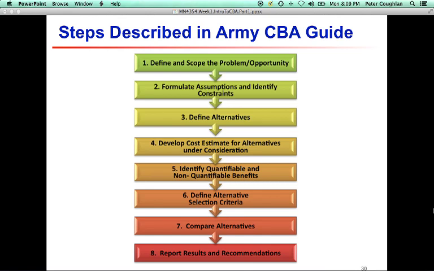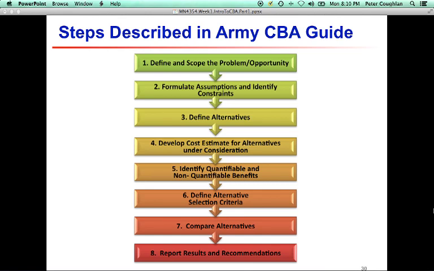So what are the steps for cost-benefit analysis according to the Army? Well, they are as follows. There are 8 steps. The first is to define and scope the problem or opportunity. The second is to formulate the assumptions and identify constraints. The third is to define the alternatives, in other words, which courses of action we might take. Step 4 is to develop cost estimates for the alternatives under consideration. Step 5 is to identify the quantifiable and the non-quantifiable benefits.